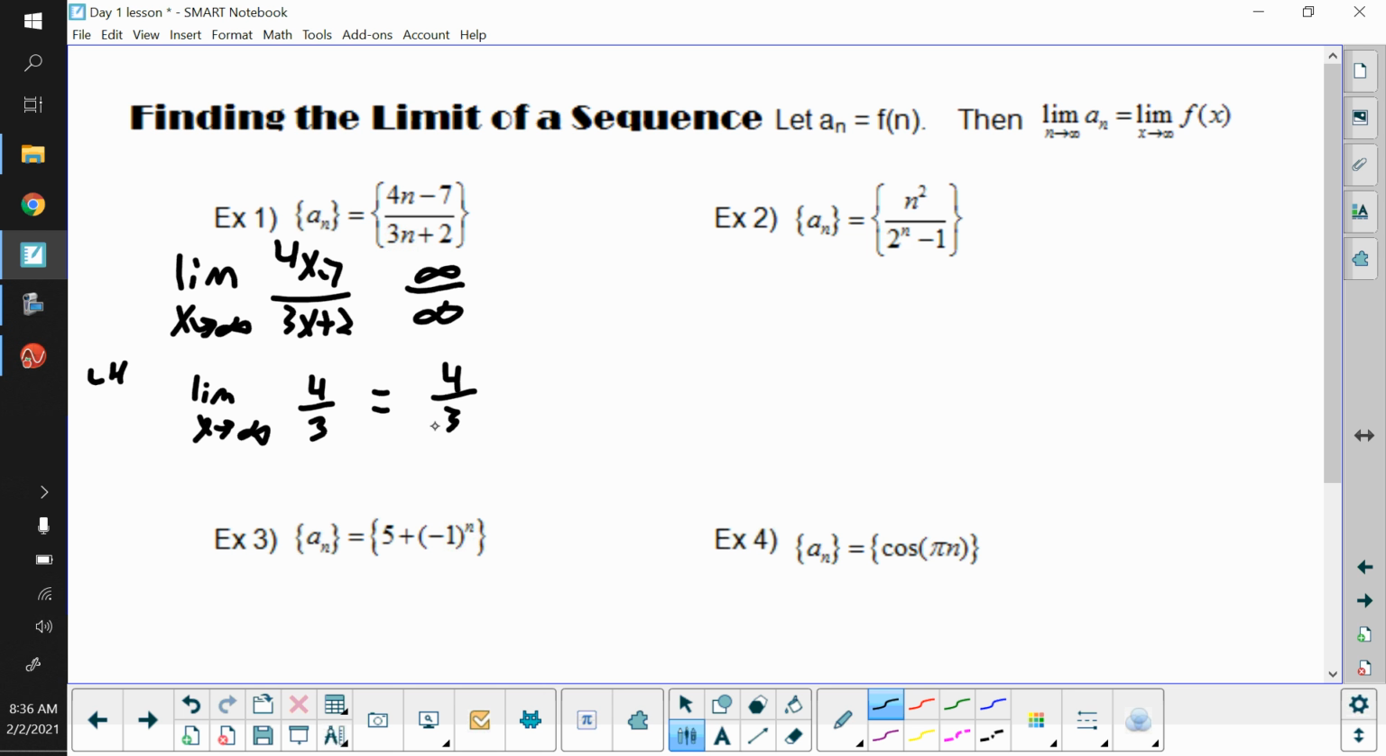If you remember back to graphing rational functions, that's like we're finding the horizontal asymptote as well. So when the degrees are the same in polynomial things, you just take the ratio of the leading coefficients. So that's also a quick way of how you can get to 4/3.